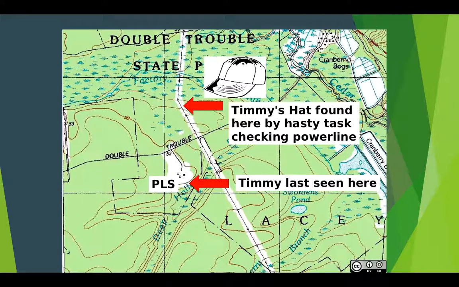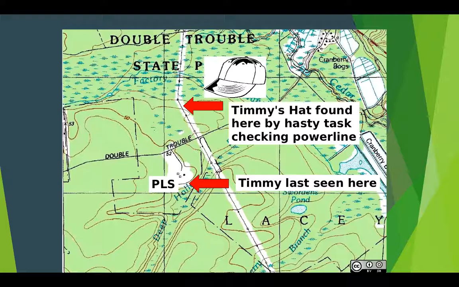In this case, the point last seen for Timmy is identified with the PLS mark. Sending out a hasty task force or task team along the power line indicated that they found Timmy's hat right about where the big picture of the hat is. This helps us. This gives us some clues of direction of travel. Timmy is fairly young, and so that helps establish the dispersion area as well. And searchers can identify the search area with some probability.